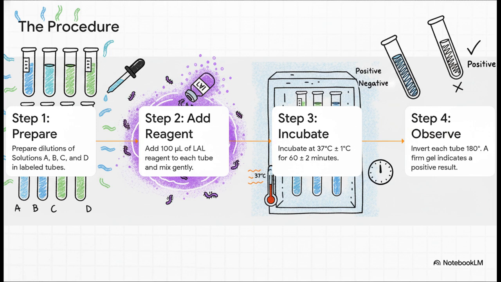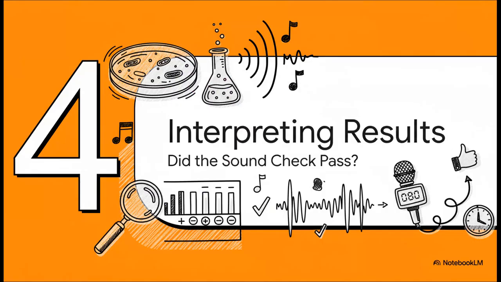And finally, the moment of truth. In Step 4, we flip each tube upside down. If a solid gel has formed and it stays put, that's a positive result. If it's still a liquid, it's negative. Simple as that. So, after that hour is up, it's time to read the results.